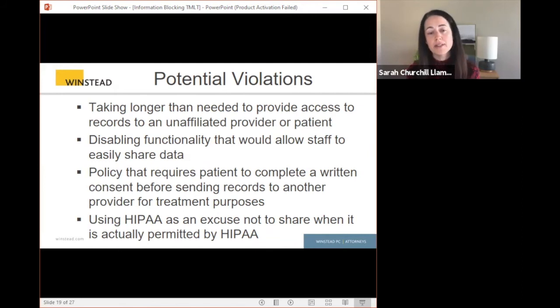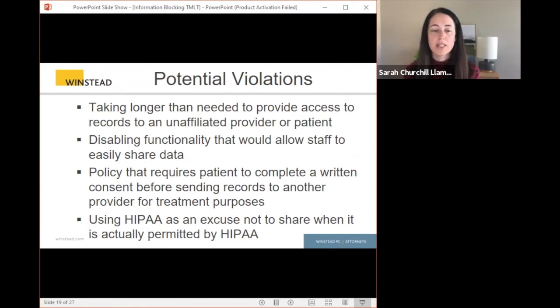And then of course, using HIPAA as an excuse not to share when it is actually permitted by HIPAA. I think this is fairly widespread in larger organizations. I think smaller organizations are dealing with patient requests and maybe requests for disability, or attorneys working on disability cases, but I think larger organizations are making requests especially around quality studies and things like that.